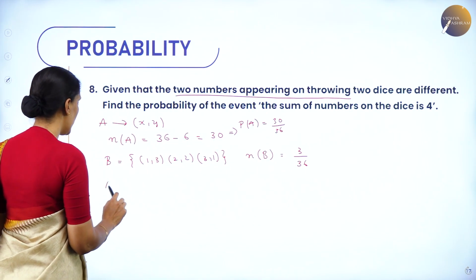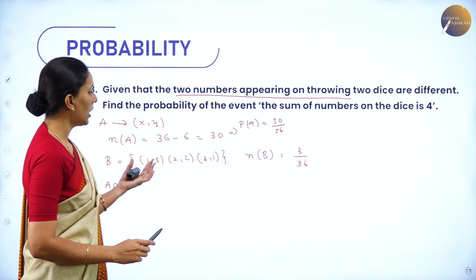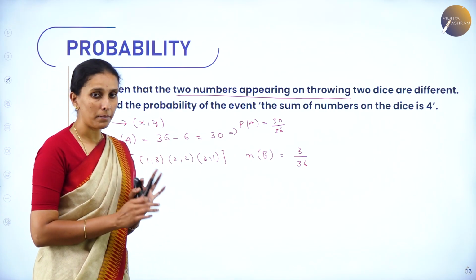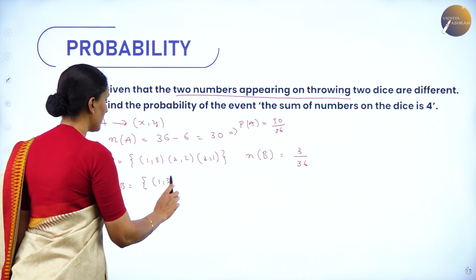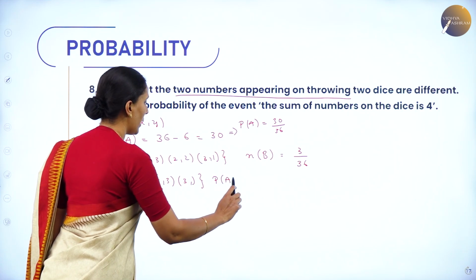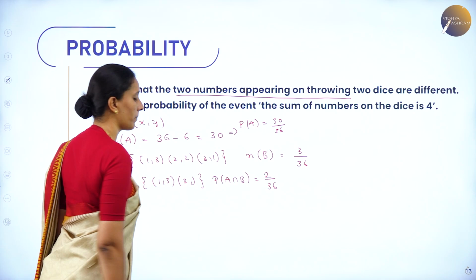Now if I consider A intersection B, that means the numbers appearing on the dice should be different as well as the sum of the dice numbers should be equal to 4. Then the only possibilities are (1,3) and (3,1). So therefore probability of A intersection B is equal to 2 by 36.